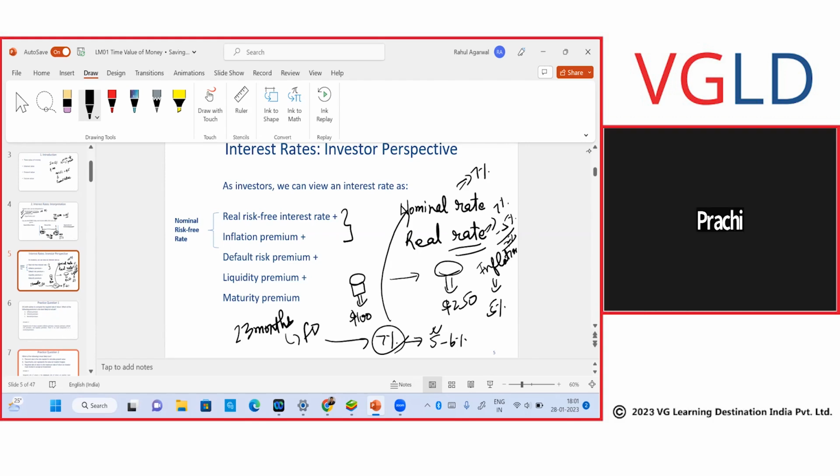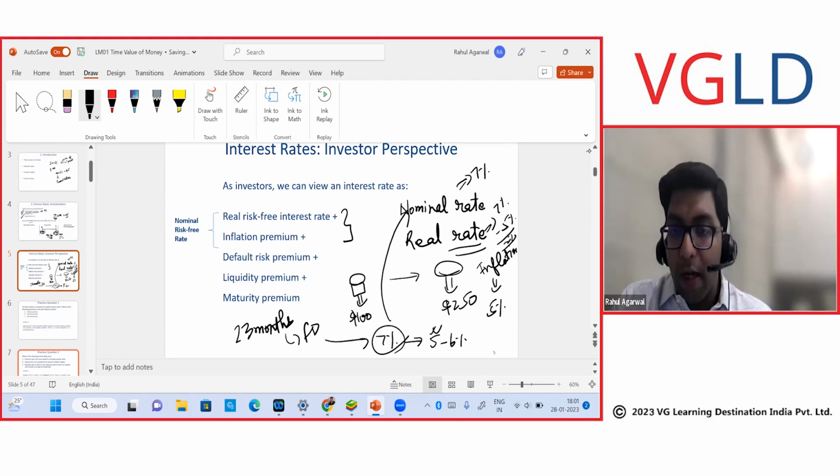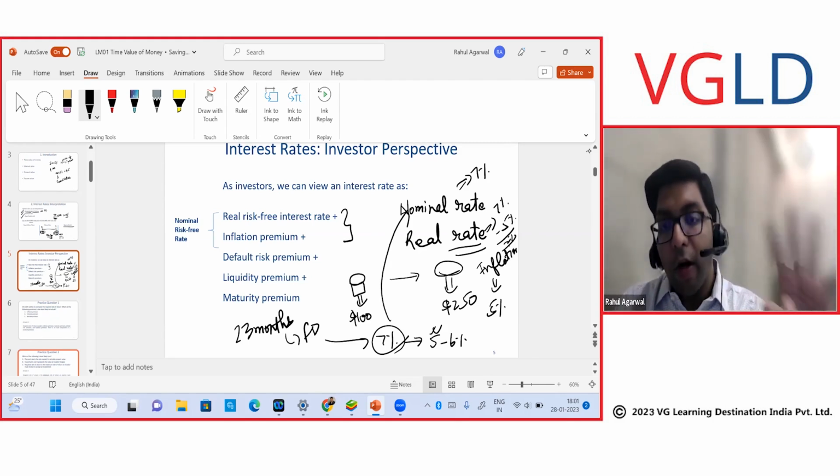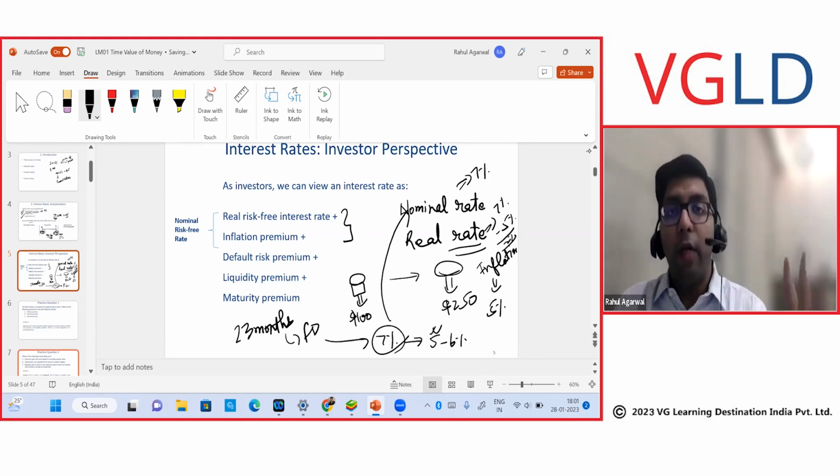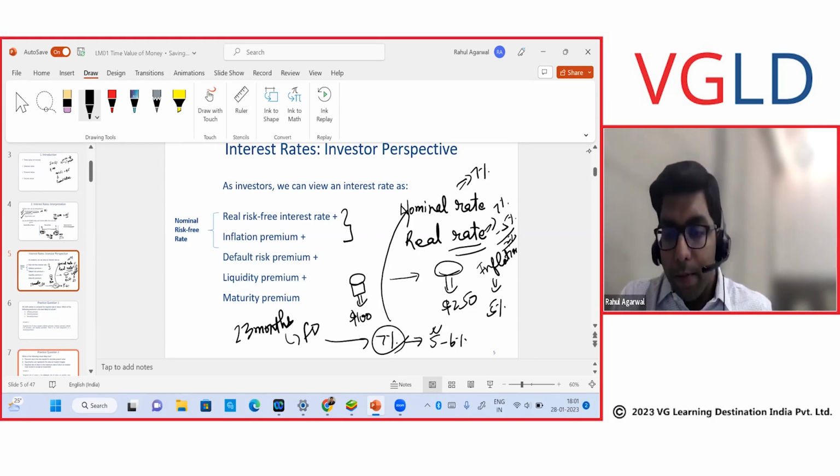Now this 2% is called the real risk-free interest rate. I will come to that. This is the real rate. For now, just remember this is the real, actual return. Okay. So why is this called risk-free?